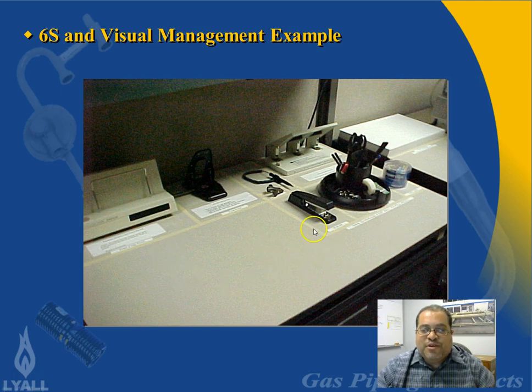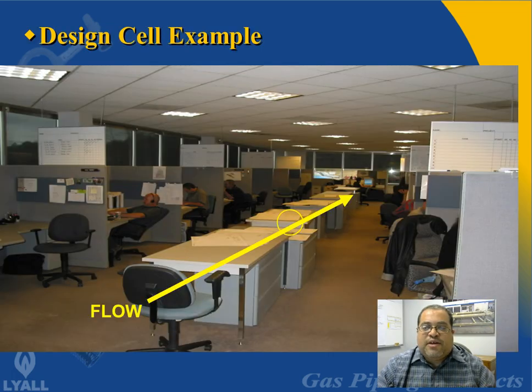This is an example in an administrative area, probably of a common work area where all the office supplies are laid out. So you can see if something's missing before you need it. Okay, this is an example of a 6S operation in an administrative area.